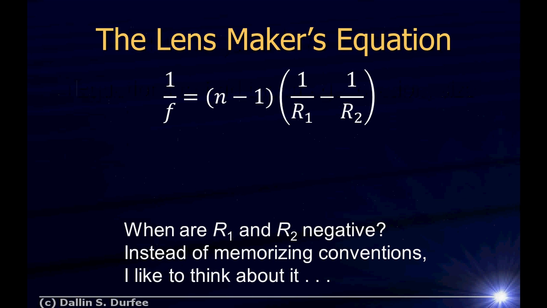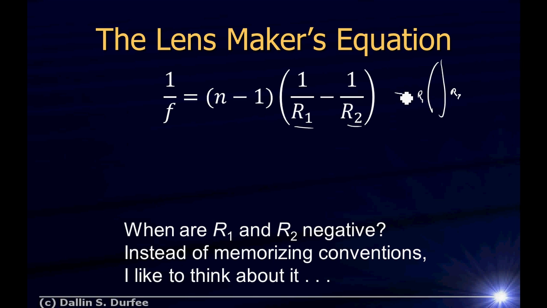All right, here is the equation we use to calculate the focal length of a lens. I'm not going to go through the derivation here. If you really want to be a master of physics, you can go through and use Snell's law to find this. All right, this equation assumes you have two spherical surfaces, and these surfaces have a radius of curvature 1 and a radius of curvature 2. From those radii of curvature, you can calculate this.